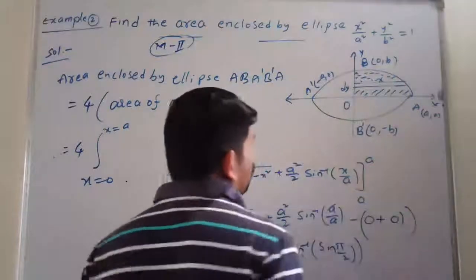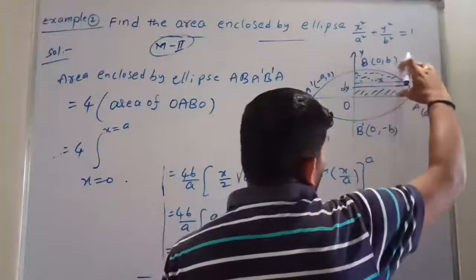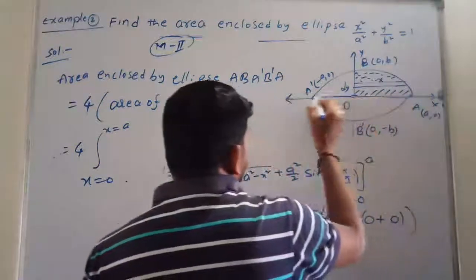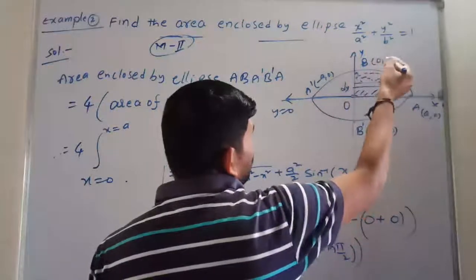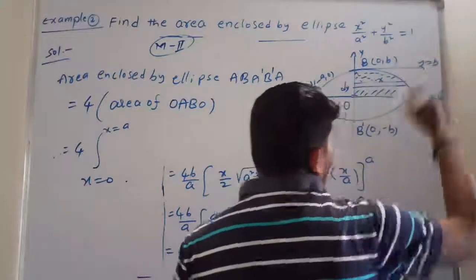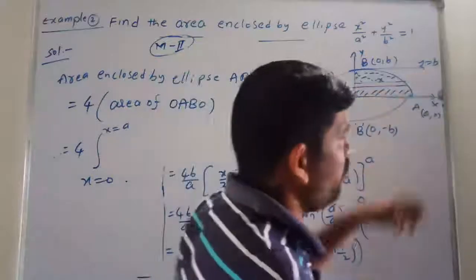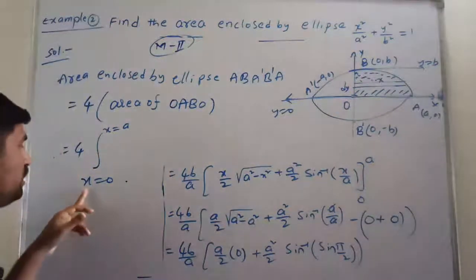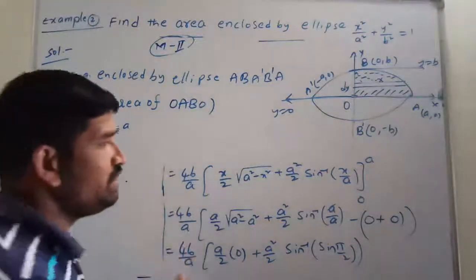Yes. So now students see, in whatever part we are taking here, the lower limit will be y is equal to 0. Yes, the lower limit is y is equal to 0, and the upper limit is the y coordinate of the point B, so y is equal to b. So the lower limit is y is equal to 0 and the upper limit is y is equal to b. Just now in method number 1 we took the lower limit x is equal to 0 and upper limit x is equal to a. There is a little bit of change in this.